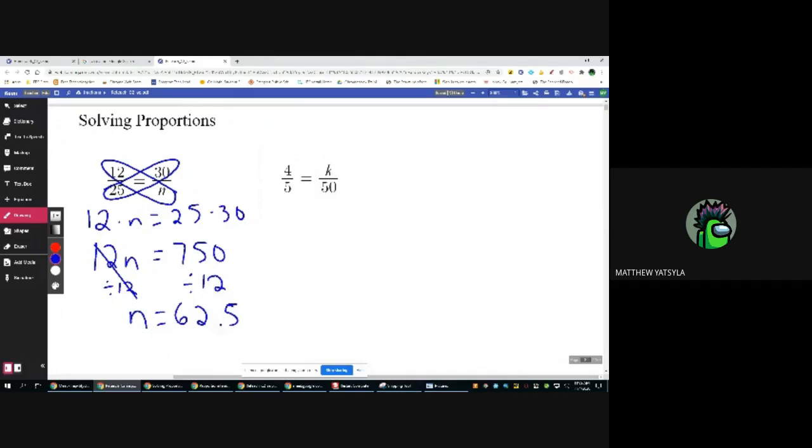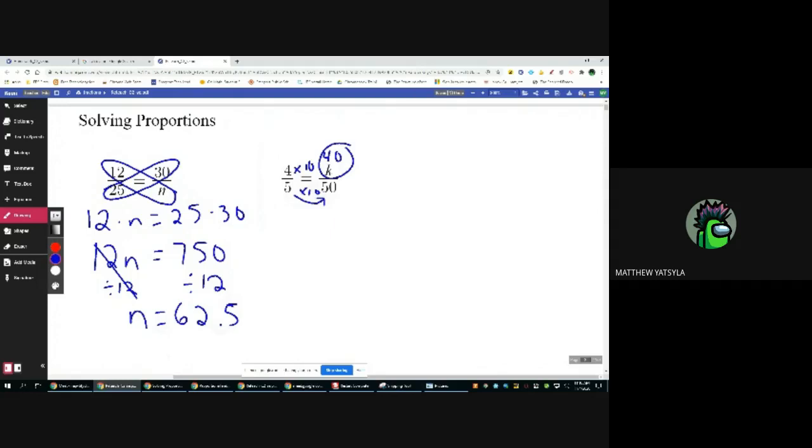Now, there is another way to do it. This is one where you can see the relationship without having to cross multiply. So from here, I have 5 times 10 gets me 50. 5 times 10 equals 50. Now I just do the same thing for the top. 4 times 10 gives me 40. So in this case, k equals 40.